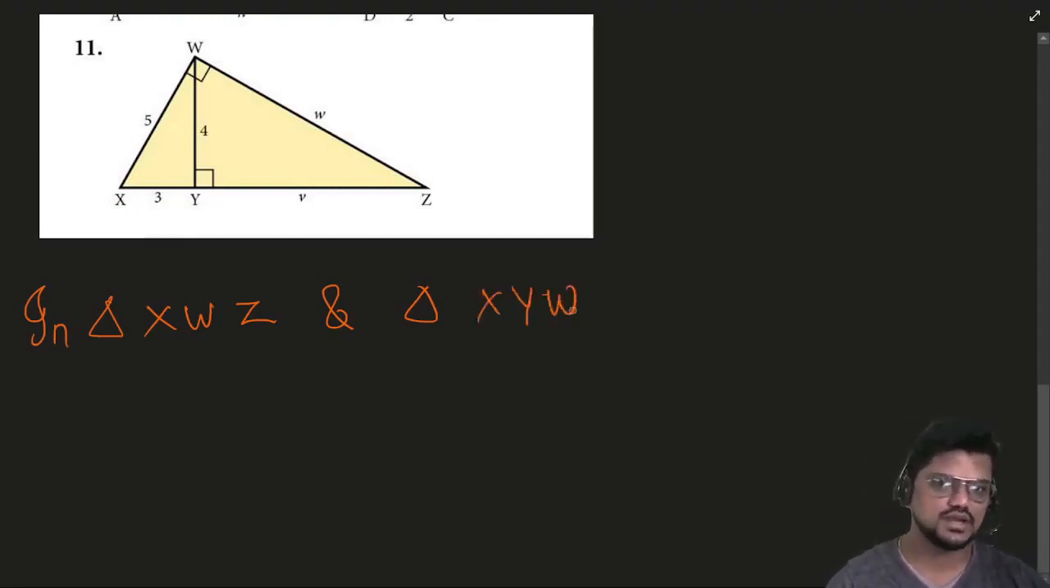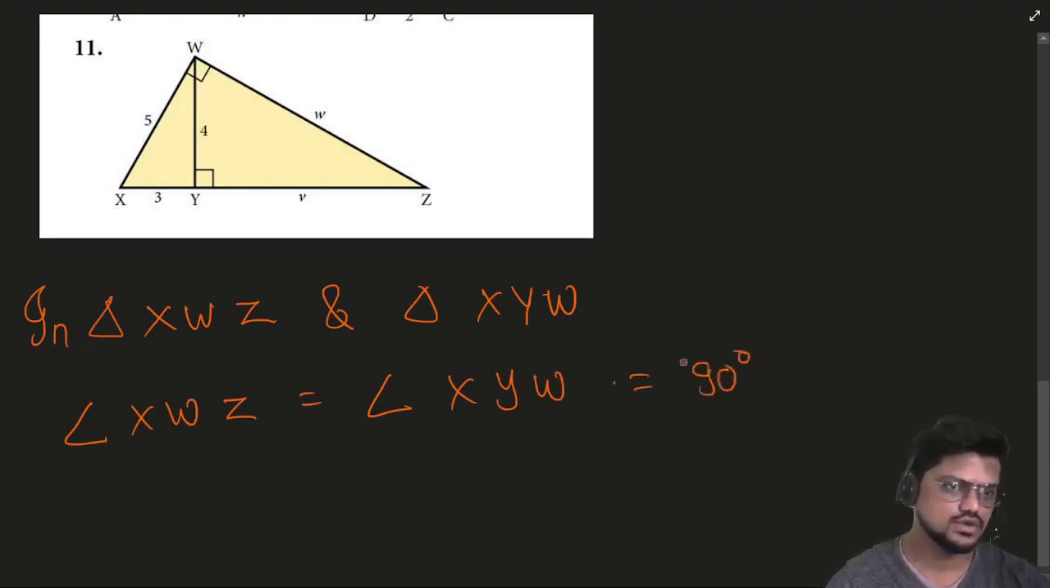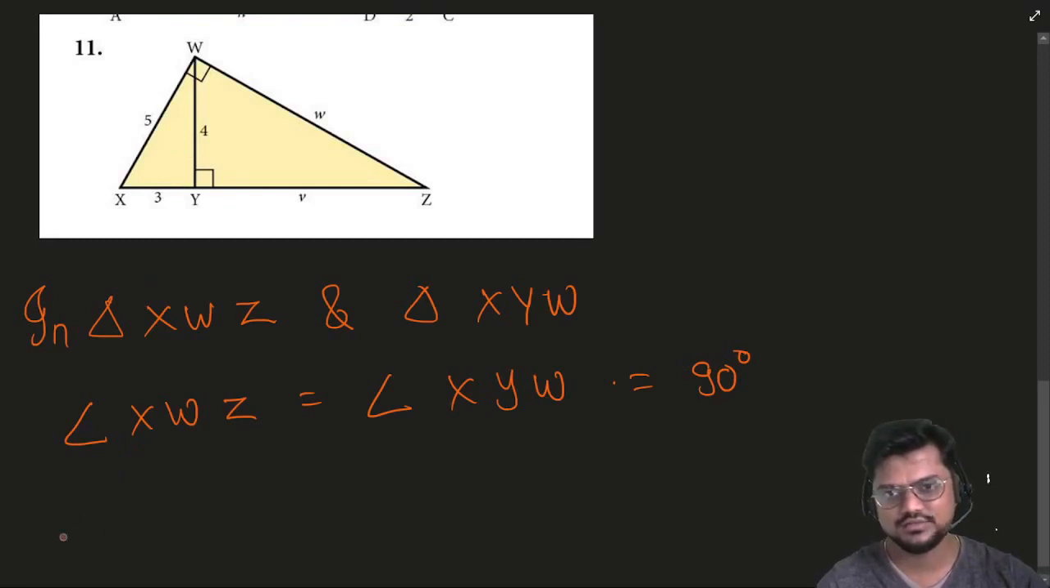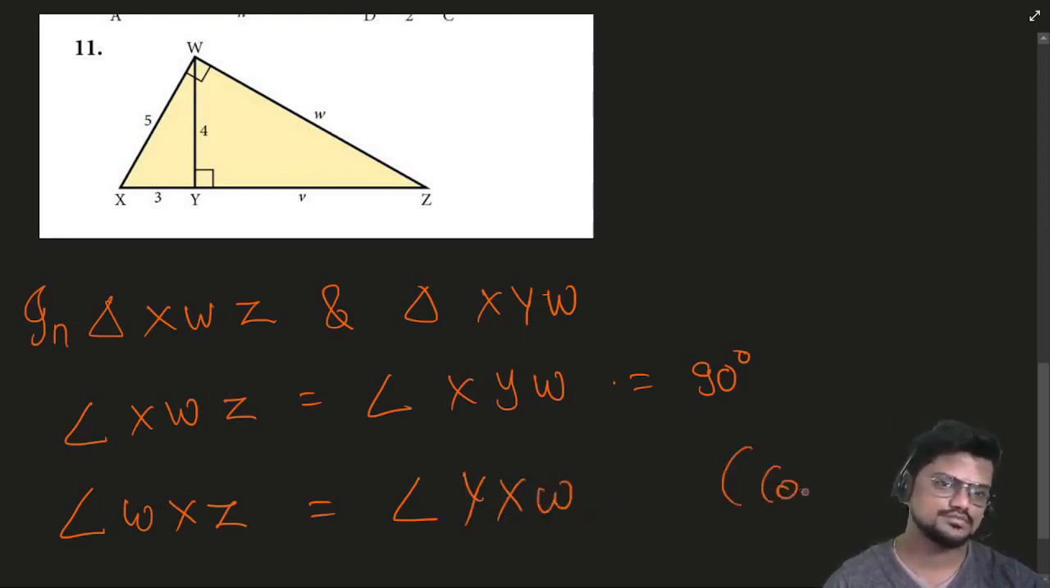In triangle XWZ and triangle XYW, what I know is angle XWZ is equal to angle XYW. Yes or no? Both are 90 degrees. Also, angle WXZ is equal to angle YXW. Why? They both are common angles for both the triangles.